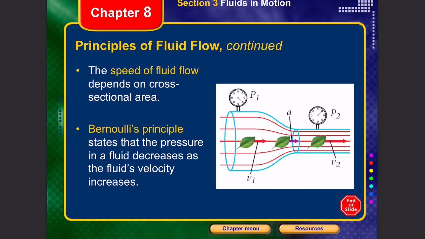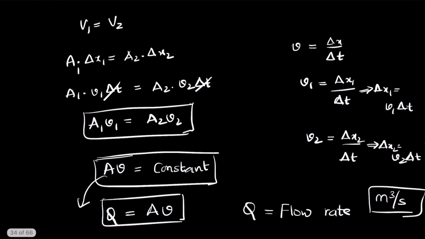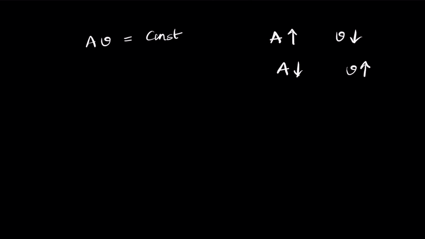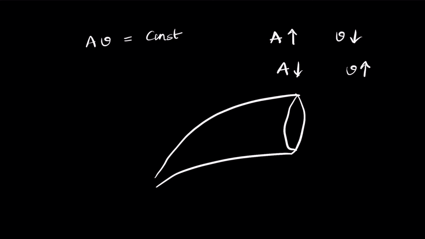So now let's talk about the principles of fluid flow. We know the understanding from the principle of continuity, which states that A times V is constant. This means that if A increases, the velocity decreases, and if A decreases, the velocity increases. For a simple example, let's say we have a small opening on one side and a large opening on the other side. It enters with a velocity V1 and exits with a velocity V2.